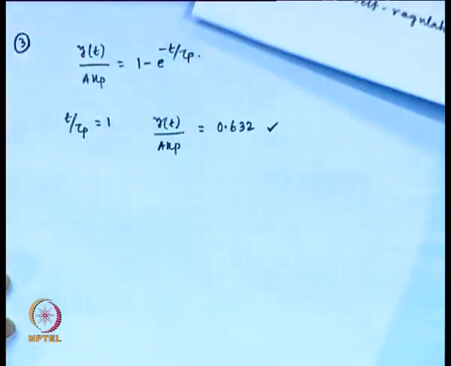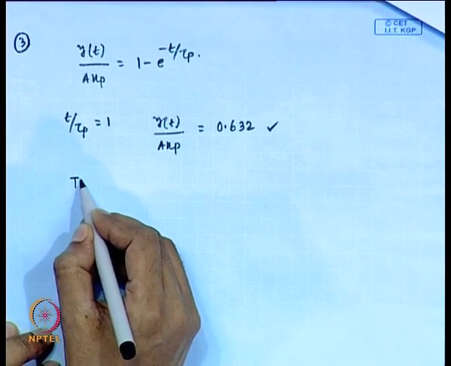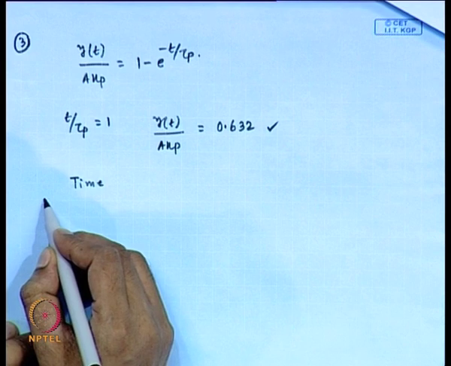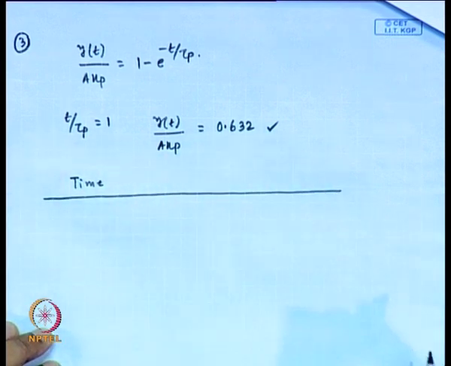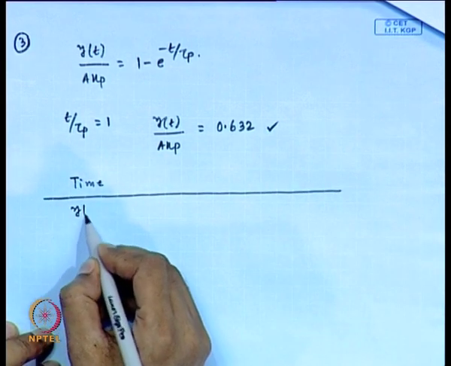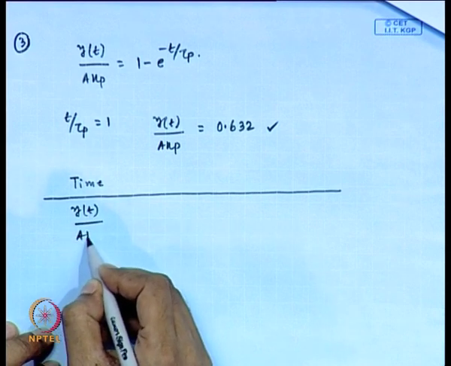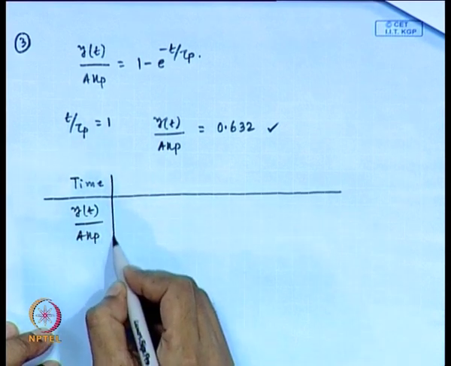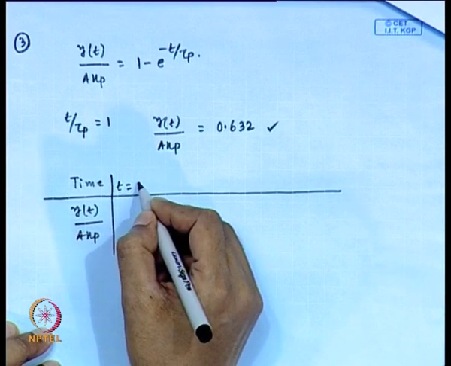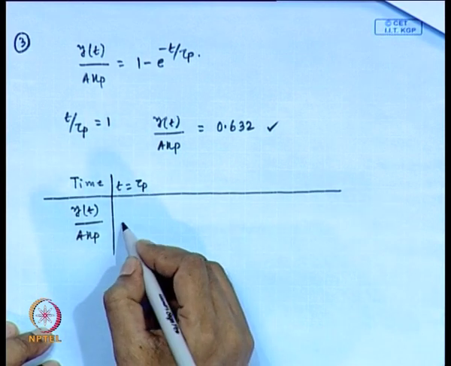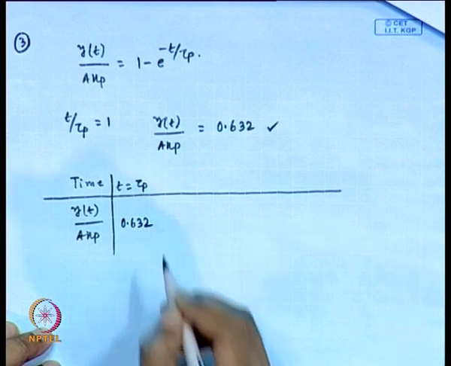Originally, in one time constant, the process reaches 63.2% of its final value. So, we can write in this tabular form that when t equals tau p, this value is 0.632.